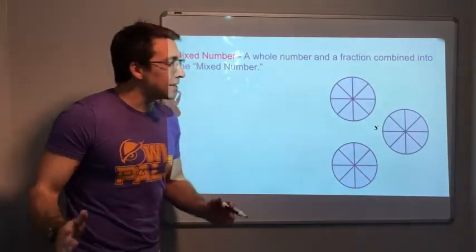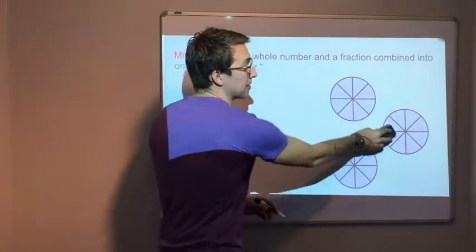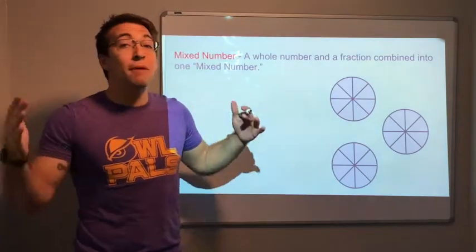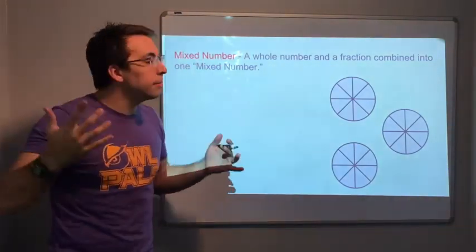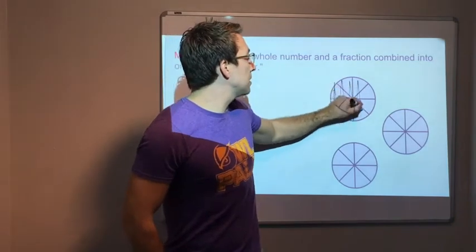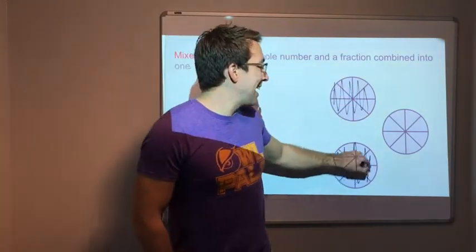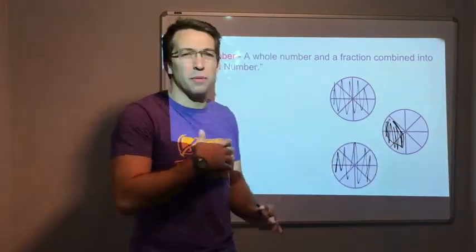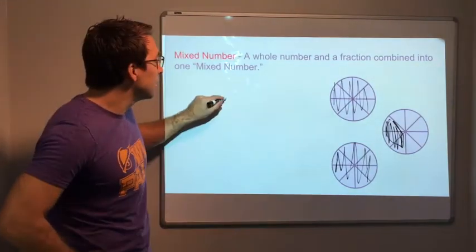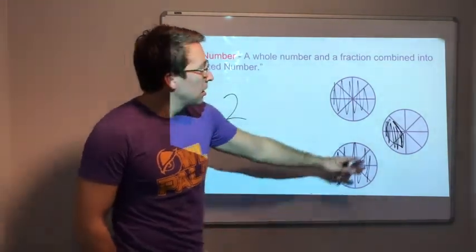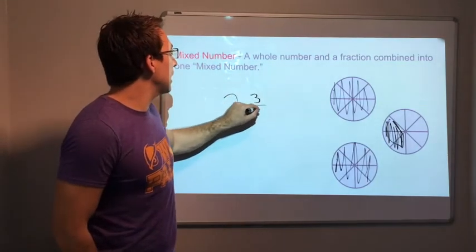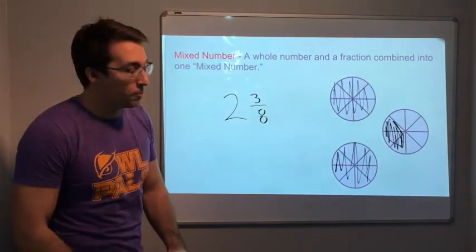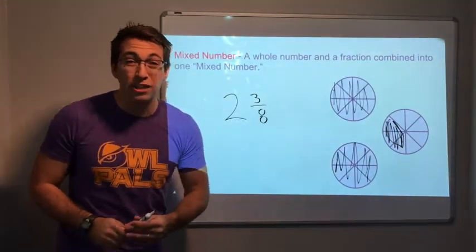Okay? A mixed number. I just showed you what a mixed number was without telling you. A mixed number is a whole number and a fraction combined into one number. So let's say I eat this entire pizza, and then I have 3 slices from this, right? And I didn't do it by myself, I had my friends over. So we ate 2 pizzas and 3/8. 2 and 3/8 pizzas. There you go. So this is our quick introduction to fraction vocabulary.